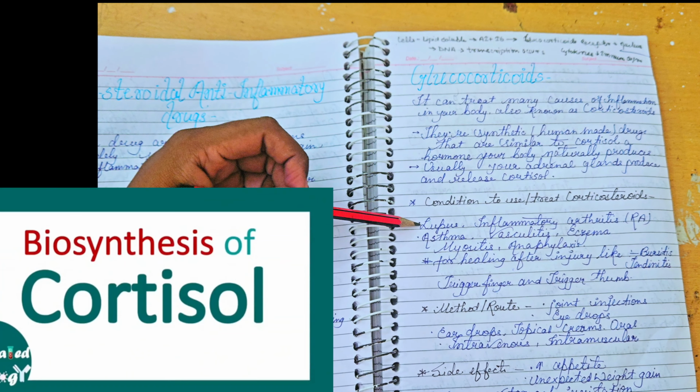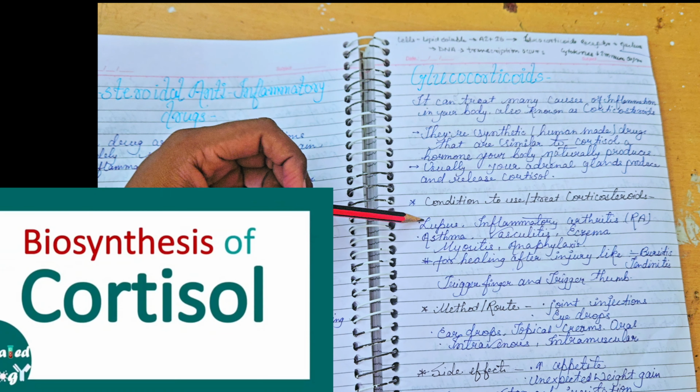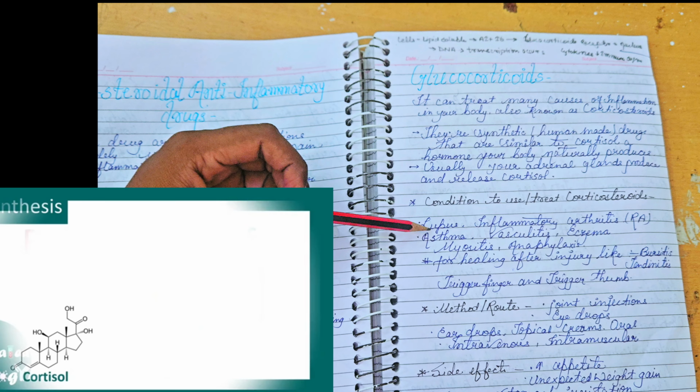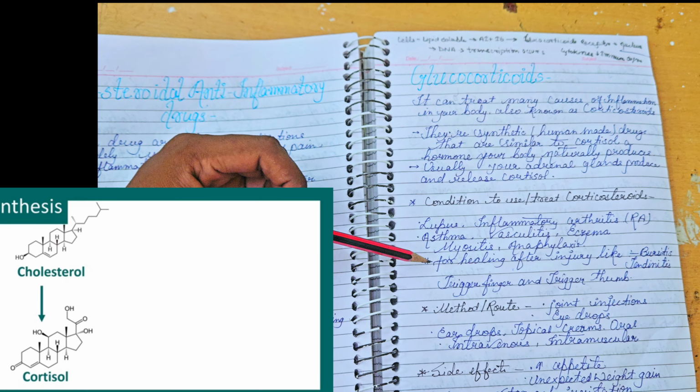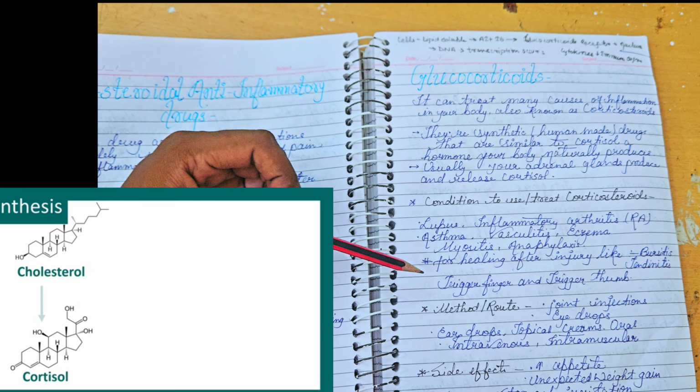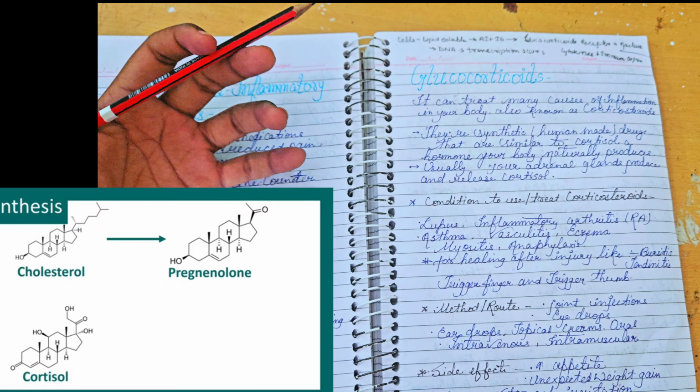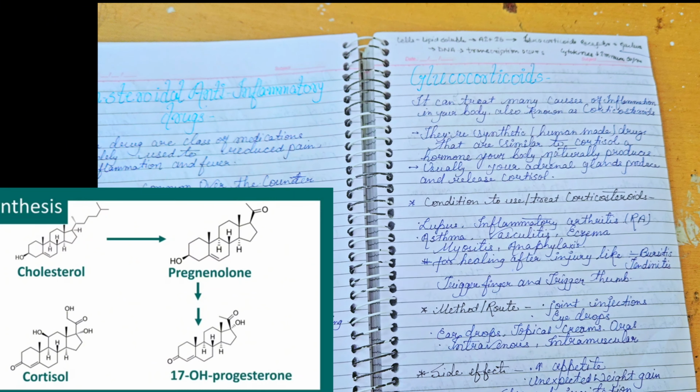The conditions are lupus, inflammatory arthritis such as rheumatoid arthritis, asthma, vasculitis, eczema, myositis, encephalitis, and healing after injury like bursitis, tendinitis, trigger finger and trigger thumb. That kind of condition will be treated by the glucocorticosteroids.